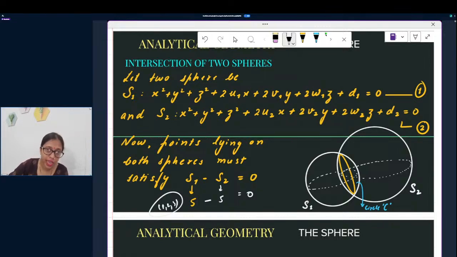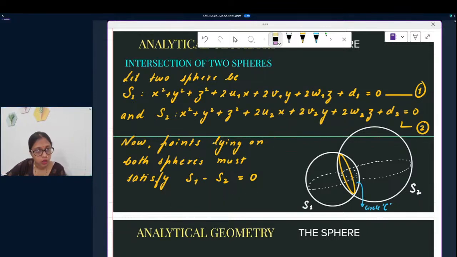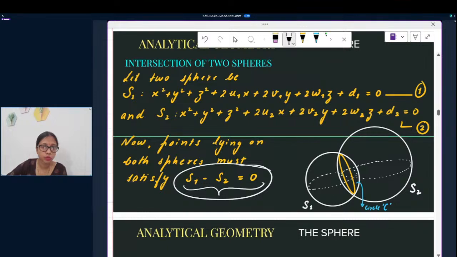That means if you take any point which satisfies S1 minus S2 equals 0, it doesn't mean that the point needs to be on the circle. It may be neither on S1 nor on S2. Am I clear here? Any questions, any doubt? So you cannot assume this is the equation of the circle just because every point of the circle satisfies this.